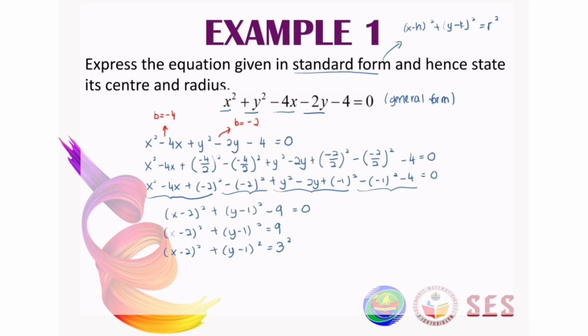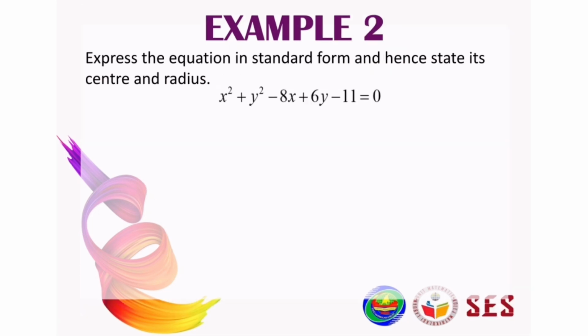If we compare our solution with the standard form, x minus h squared plus y minus k squared equals r squared, we can directly determine the center and radius, where the center is h, k. So this is the h and this is the k. We have 2, 1, and the radius is here, so our radius is equal to 3.